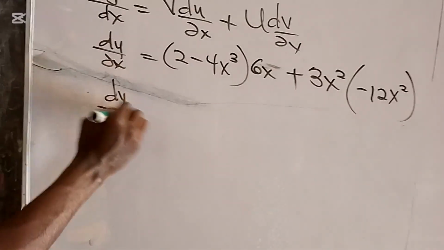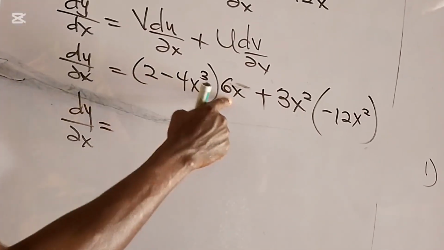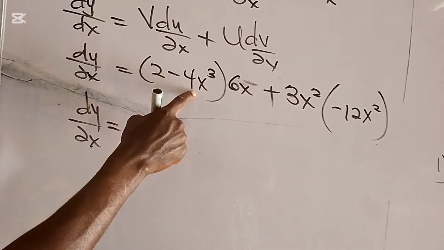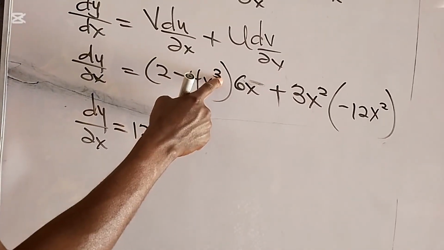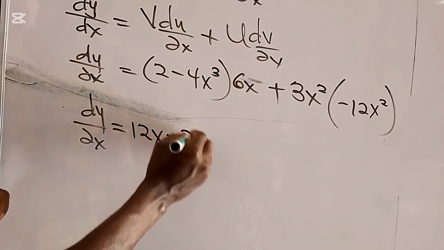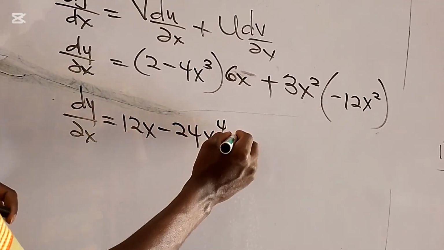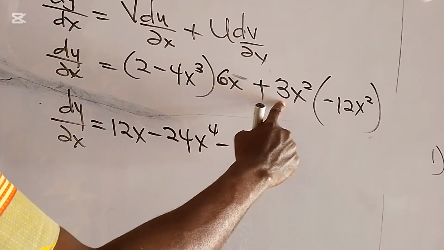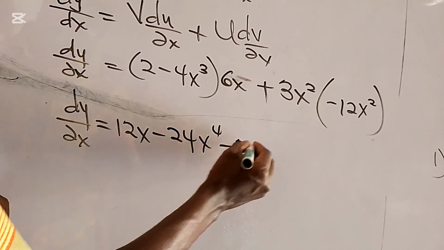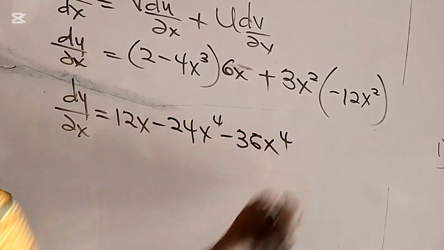So what do we have now? Our dy/dx will be equal to 2 multiplied by 6 gives us 12x. Then negative 4x cubed multiplied by 6 gives us negative 24x to the 4th power. Then 3x squared multiplying negative 12 gives us negative 36x to the 4th power.